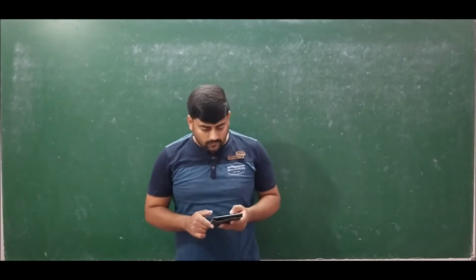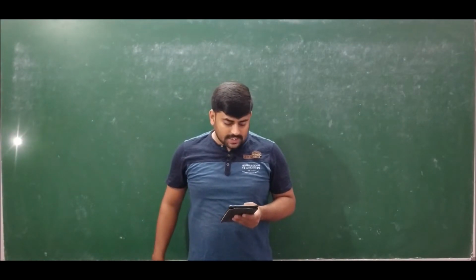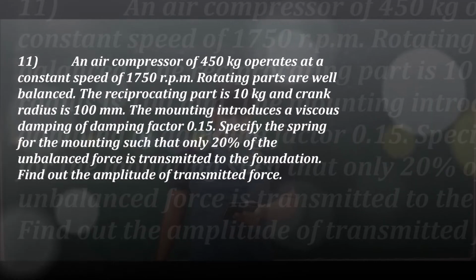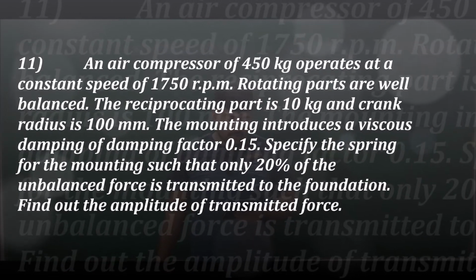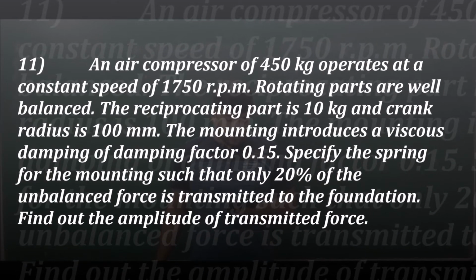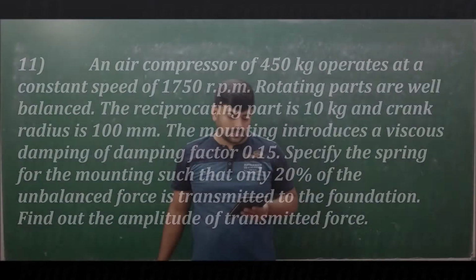Next, moving ahead to problem number 11, which states that an air compressor of 450 kg operates at a constant speed of 1750 rpm. Rotating parts are well balanced. The reciprocating part is 10 kg and the crank radius is 100 mm. The mounting introduces a viscous damping of damping factor 0.15. Specify the spring for the mounting such that only 20% of the unbalanced force is transmitted to the foundation. Find out the amplitude of transmitted force.